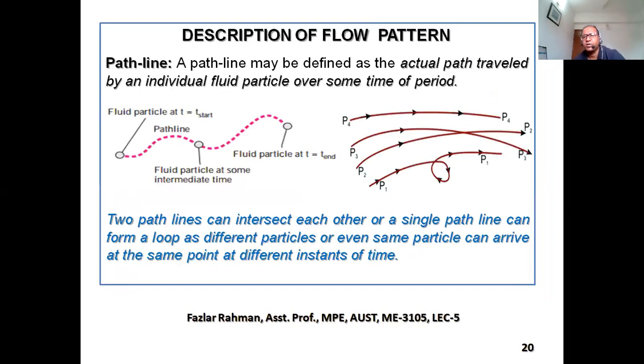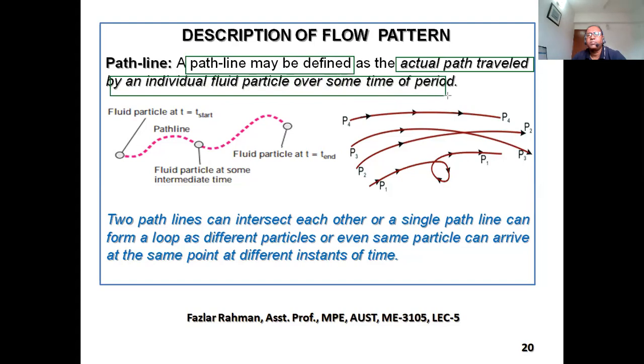Now, this one will start from here. It's called a path line. What is a path line? A path line means the path followed by a fluid element or fluid particle, or the actual path traveled by an individual fluid particle over a certain time. So it's saying a path line may be defined as the actual path traveled by an individual fluid particle over some period of time.